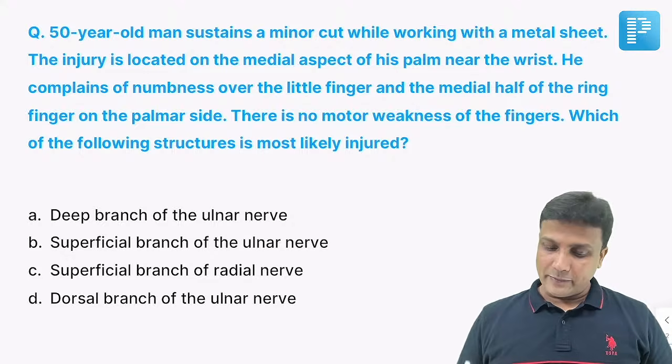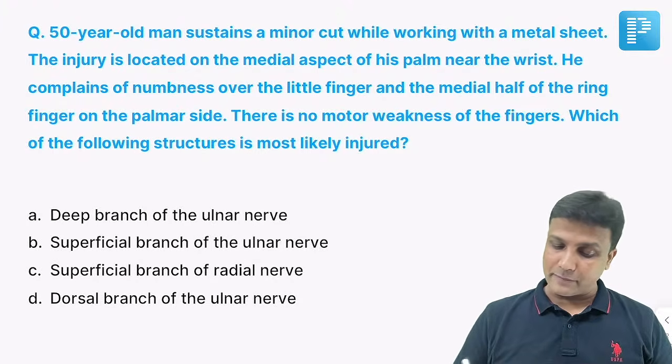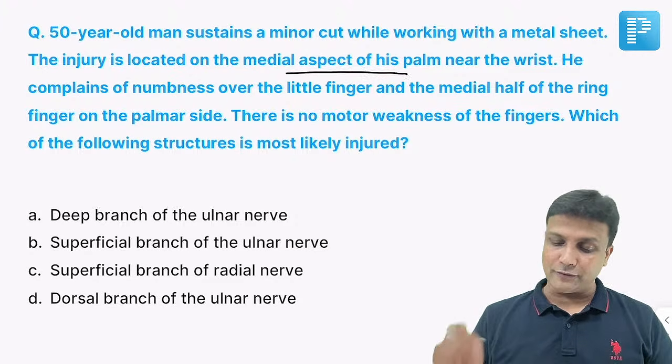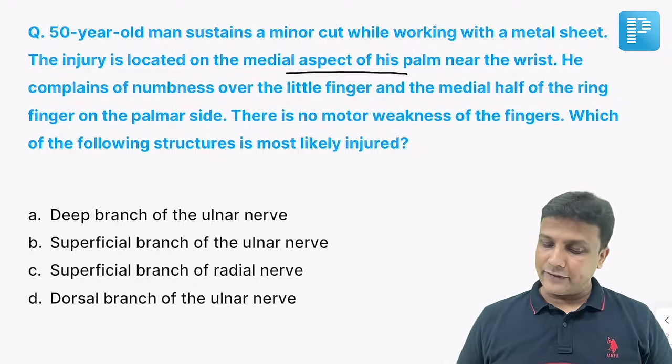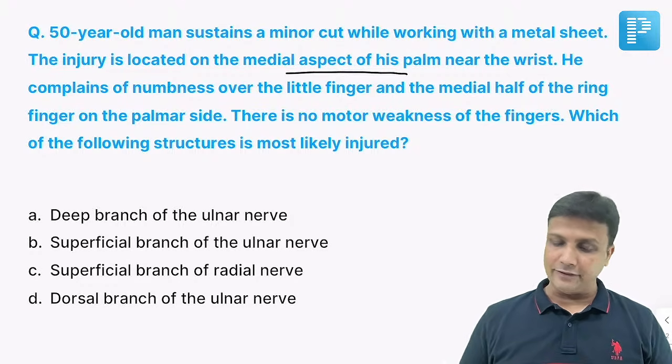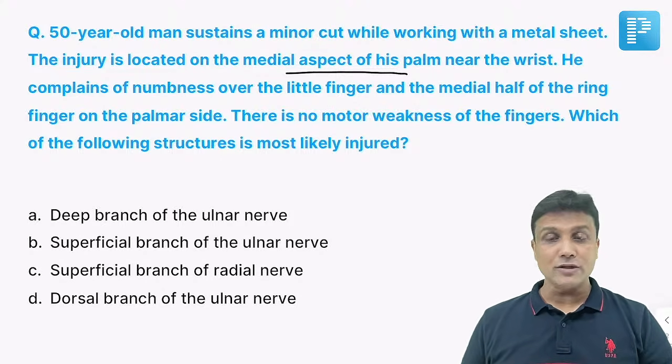A 50-year-old man sustains a minor cut while working with a metal sheet. The injury is located on the medial aspect of his palm, near the wrist. He complains of numbness over the little finger and the medial half of the ring finger on the palmar side. There is no motor weakness of the fingers. Which of the following structures is most likely injured?